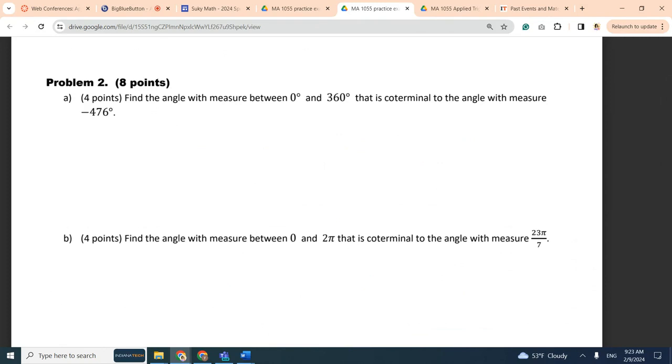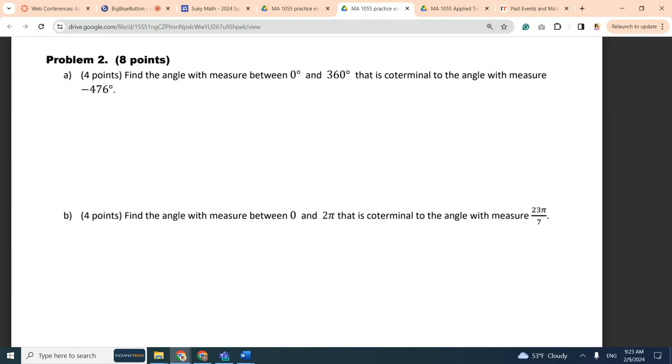So this angle is outside of this range. You're going to keep adding 360 degrees until you get an answer within this range. Yes, everybody? How about here? This is also outside of this range. Because it's positive, it's bigger than 2 pi, so you keep subtracting 2 pi until you get an angle that is within this range. Is that okay, everybody?